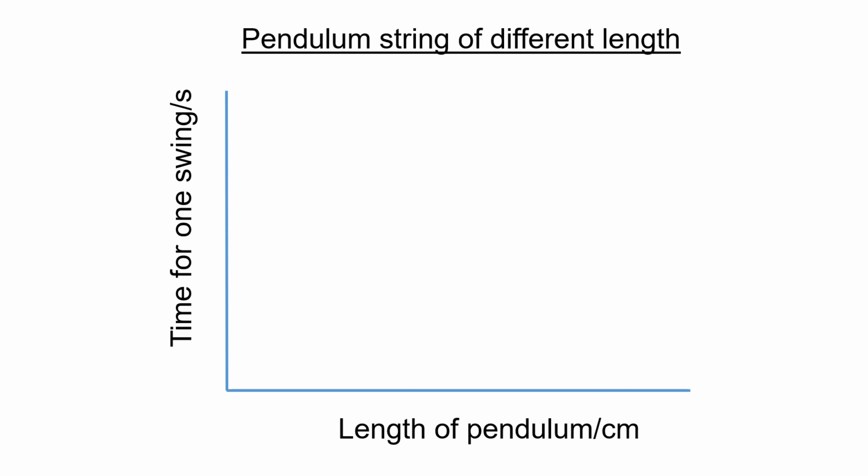Slightly different example this time. We're looking at the time of a swinging pendulum. We've got the length of the pendulum on the bottom and the time on the side. Again, you've got a graph which can be broken into stages. You can see the start of it, and then it starts to curve upwards, so I'll break it into two sections.